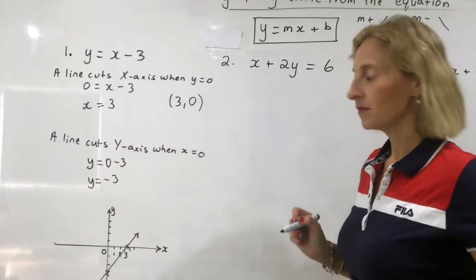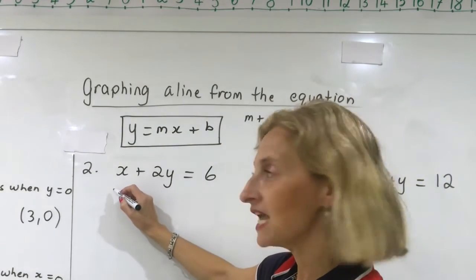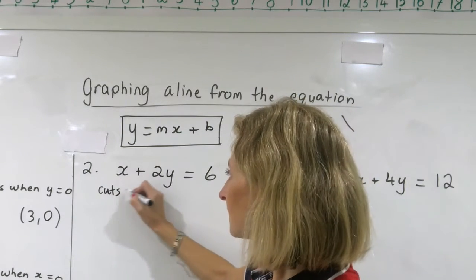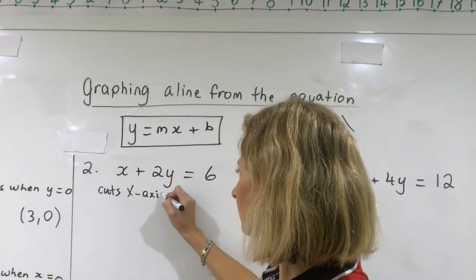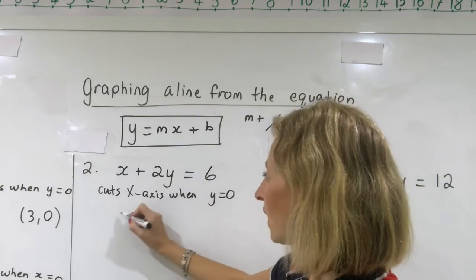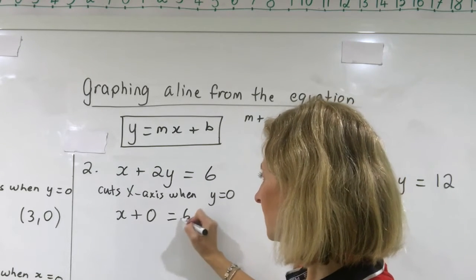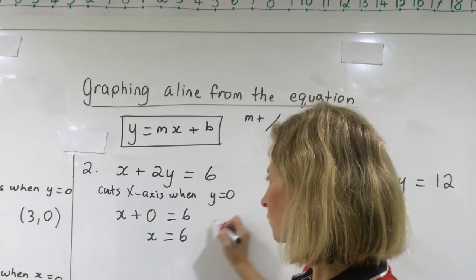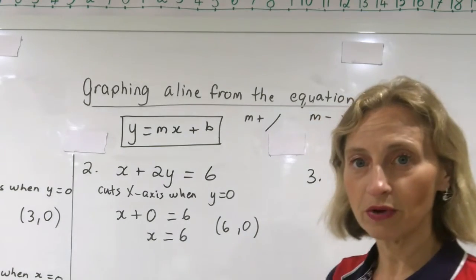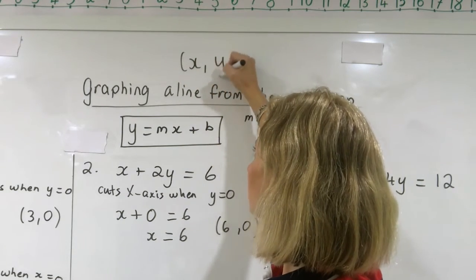Let's have a look at this question here. We know that a line cuts the x-axis when y equals 0. So let's put y equals 0. x plus 2 times 0 is 0, equals 6. So we know that line goes through 6, 0. Be careful where you put the 0. y is 0. Remember your coordinates. x comes first and y comes second.